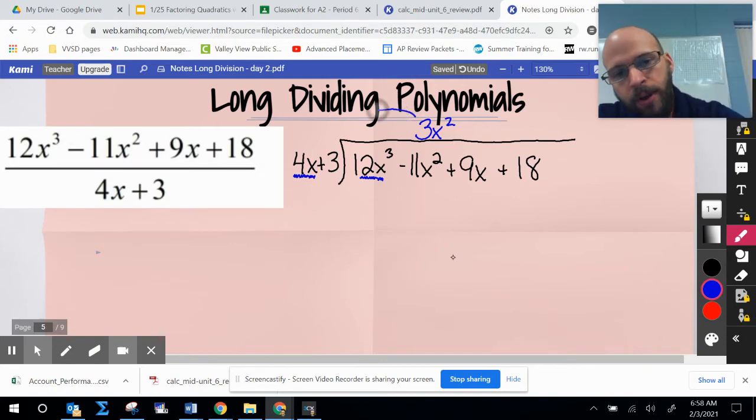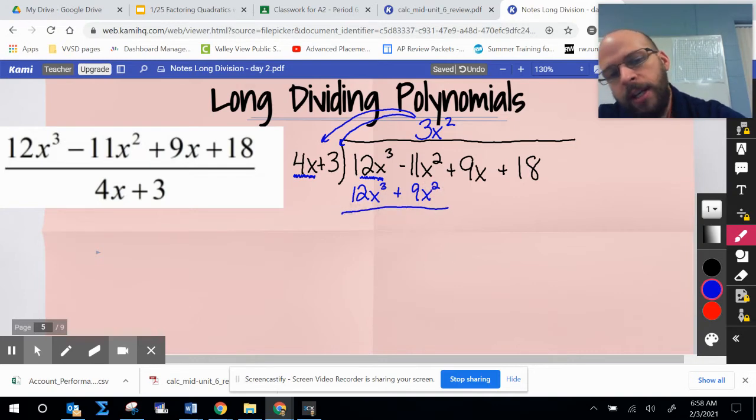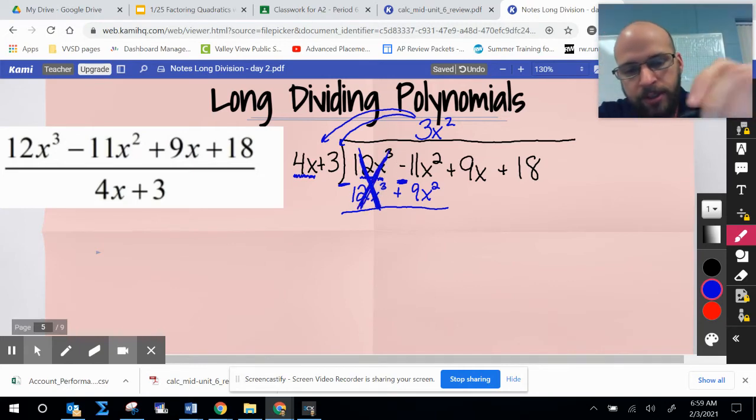So if I multiply this to both pieces, don't forget to multiply to both. 3x squared times 4x is a 12x cubed. 3x squared times 3 is a 9x squared. And now we need to be very, very careful with our subtractions. Notice I put subtractions between both numbers. 12x cubed minus 12x cubed, that cancels.